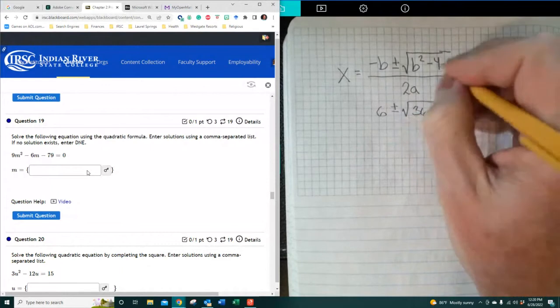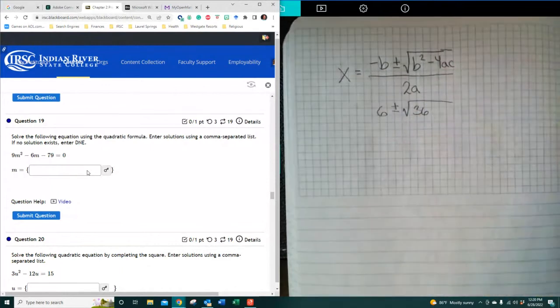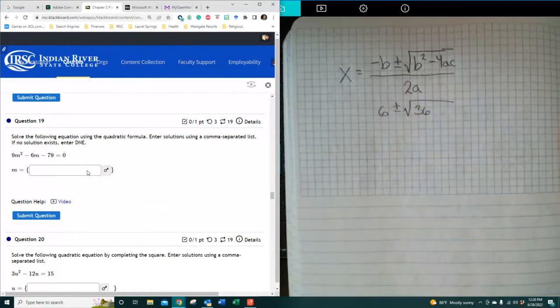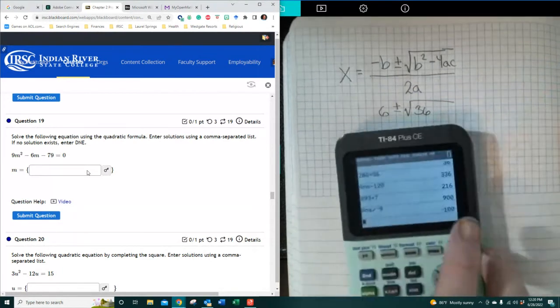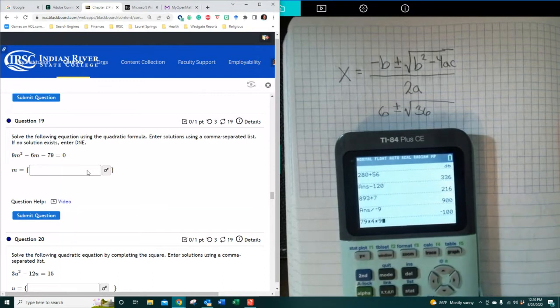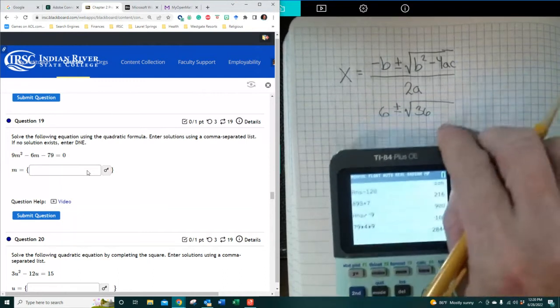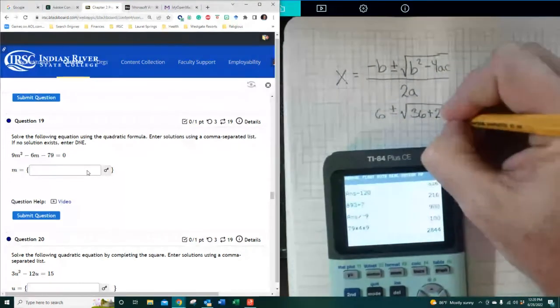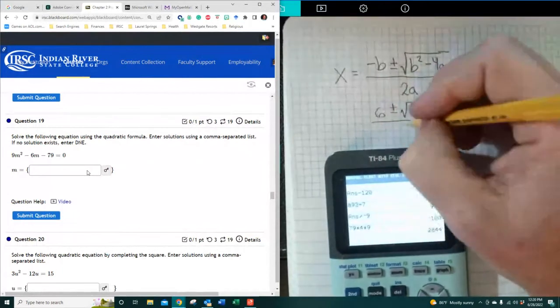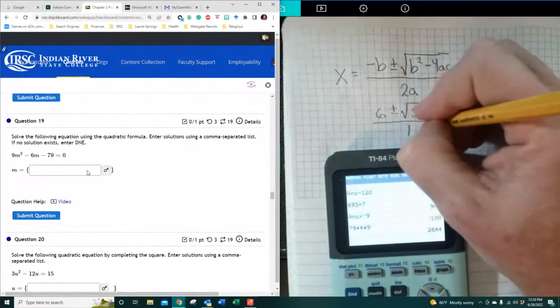And then it's negative 4 times 9 times negative 79. A negative 4 times a negative 79 is going to give us a positive value. Therefore, we do not need to worry about the signs, I should say. But we're going to make sure that we don't mess up our calculations. So 79 times 4 times 9, and we're going to get a positive. And then we're going to get 2 times 9 is 18.